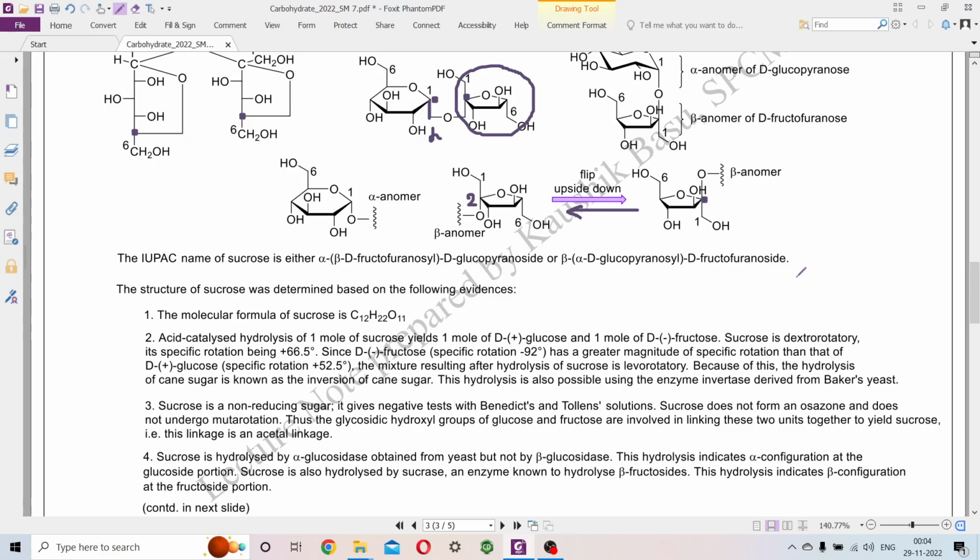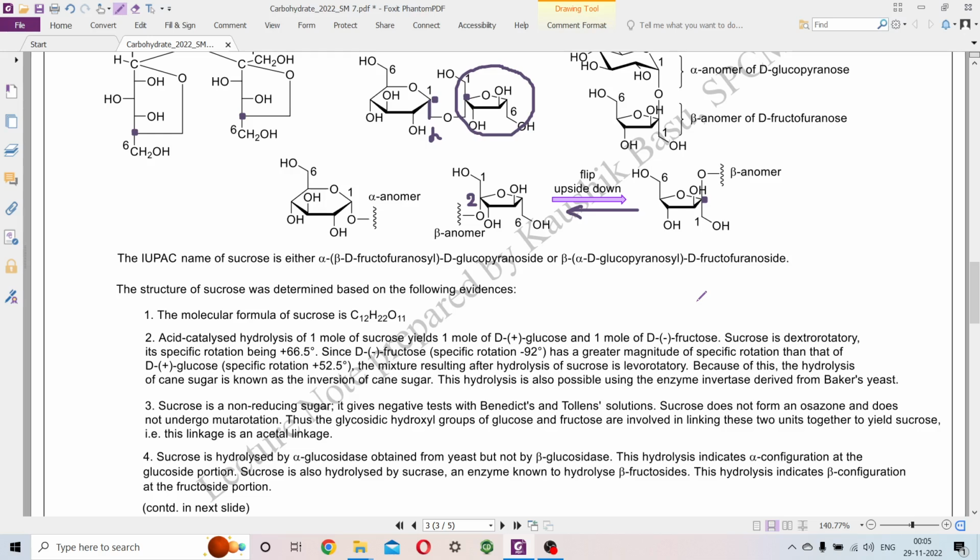On the other hand, if you consider it as a derivative of D-fructofuranose, then because it's an acetal, you will call it D-fructofuranoside. Because it is beta, you will call it beta-D-fructofuranoside, and at the anomeric carbon C2 you have the alpha-D-glucopyranosyl substituent, and therefore you will call it beta-(alpha-D-glucopyranosyl)-D-fructofuranoside. So a pretty formidable name, but if you understand how they are naming it, it's not as scary as it looks.